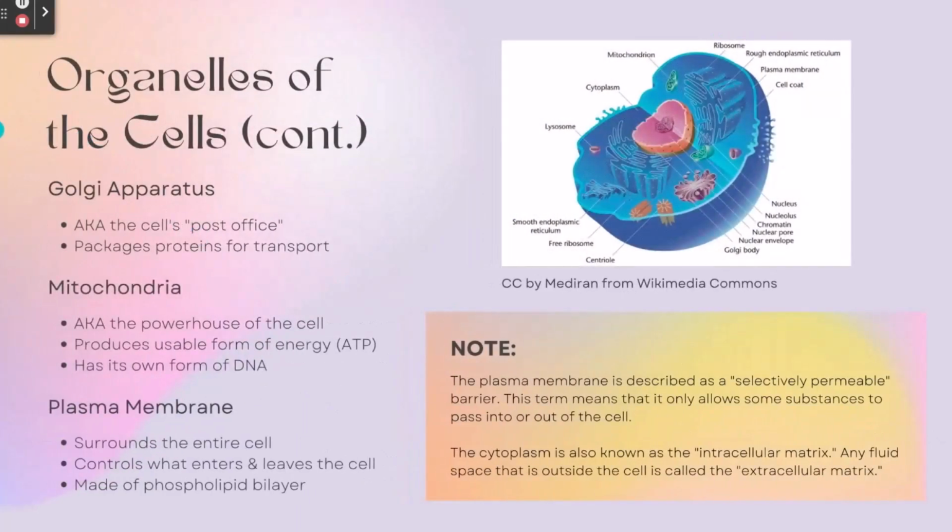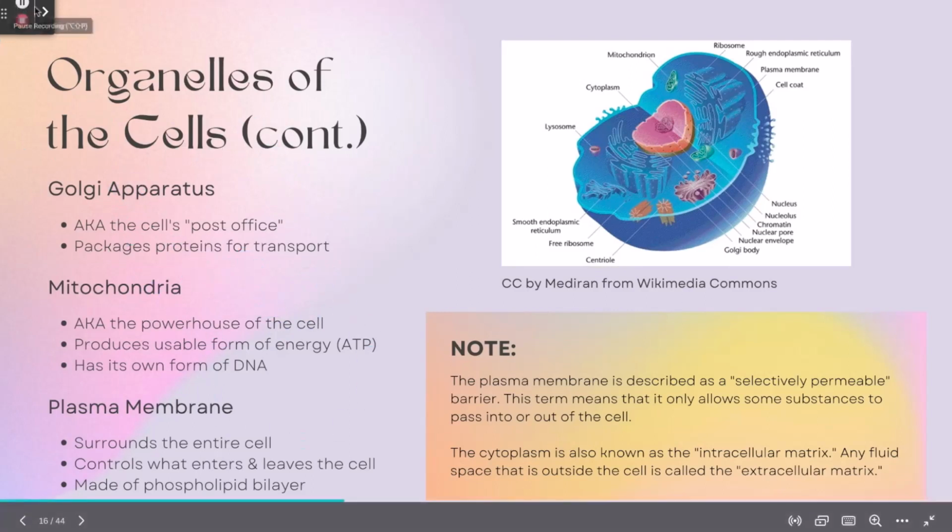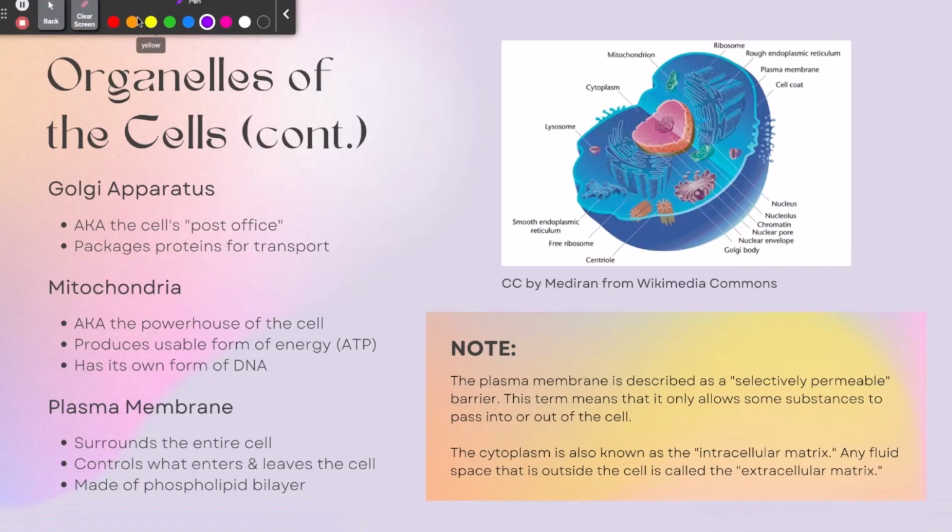So here's just a continuation of other organelles in these cells. So the Golgi apparatus is located in this image. It is right here. It is also called the Golgi body. This is also known as the cell's post office, and this is where proteins are packaged for transportation around, inside, or outside the cell.